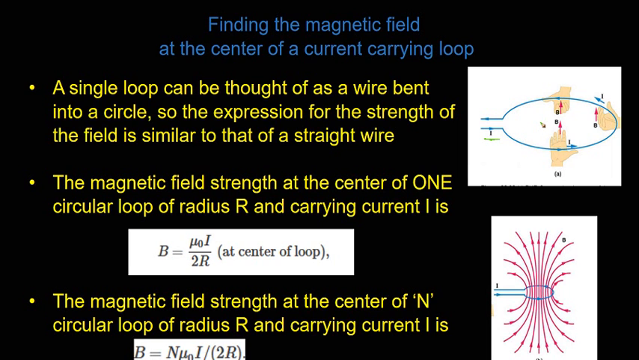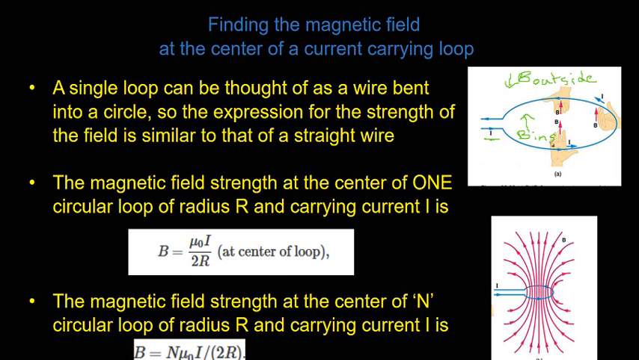Also, if you were to look at these curling fingers outside this loop, the field will be pointing downward. This is outside the loop, and inside the loop the field points upward. This is inside.